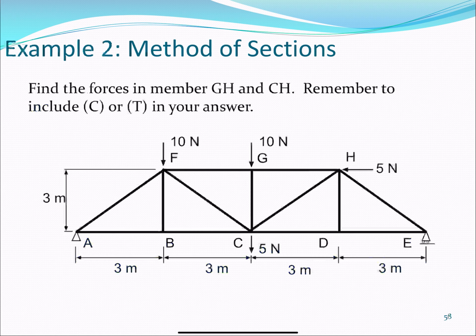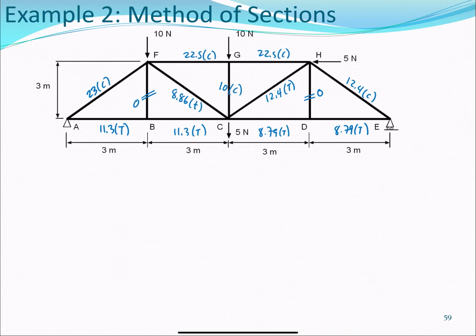So this is the same truss that we solved before, and now we are asked to find the forces in members GH, this one, and CH, these two members. We are not asked about the other members. It's only these two, and then we have to tell if it's in tension or compression. So this is a very nice example of the method of sections. Previously we solved this truss with the method of joints, so we have a good idea of what the forces are.